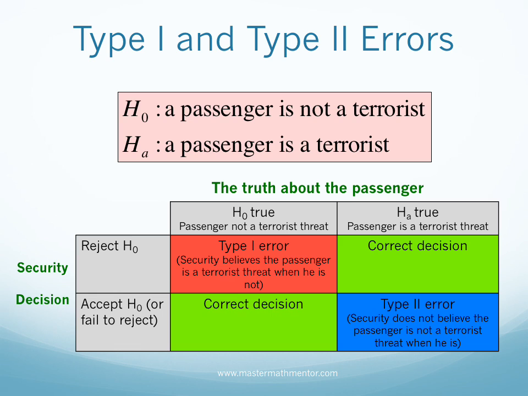As before, the null hypothesis is the opposite of the conjecture. We assume that the passenger is not a terrorist threat, and the alternative is that he is a terrorist threat. Security people screen the person based on the security technology they have. They make a decision that a person is not a terrorist threat or that he is. The type 1 error is that security believes that the passenger is a terrorist threat when he is not. The type 2 error is that security believes that the passenger is not a terrorist threat when he really is.